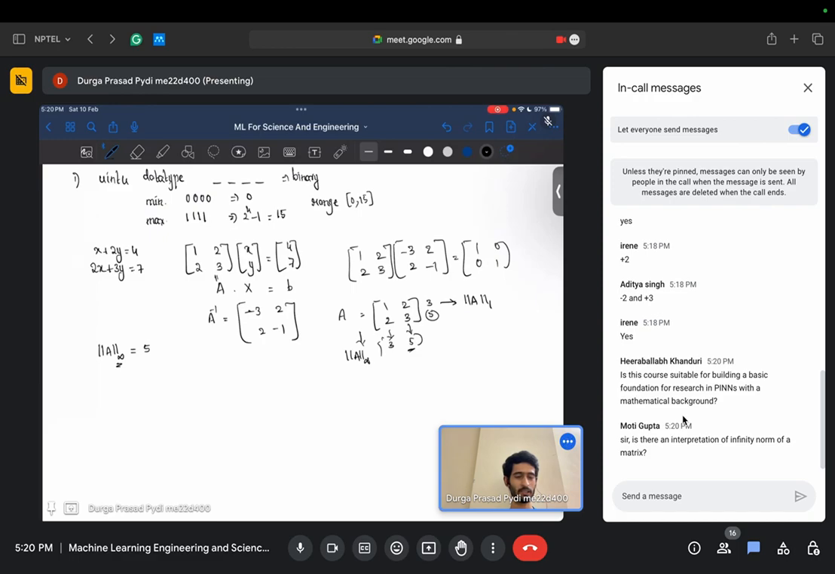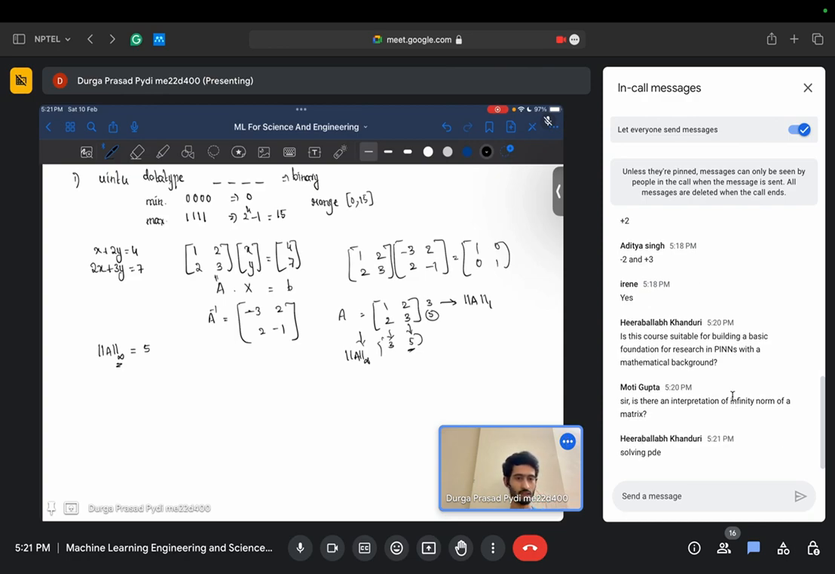So research in PINNs, what do you expect? If you want to just get started with it, then it should be sufficient. But what do you want to use PINNs for? So you're from a mechanical background, or is it a different one? Yeah, I understand that it is for solving a PDE.